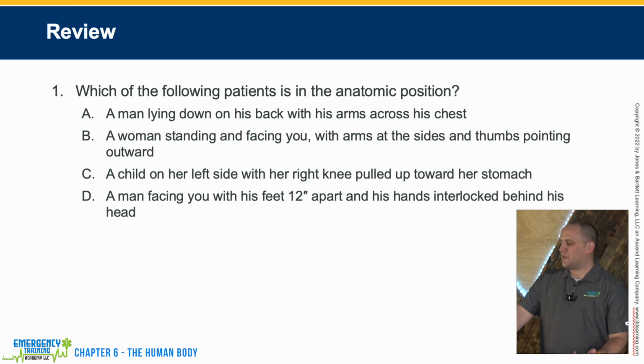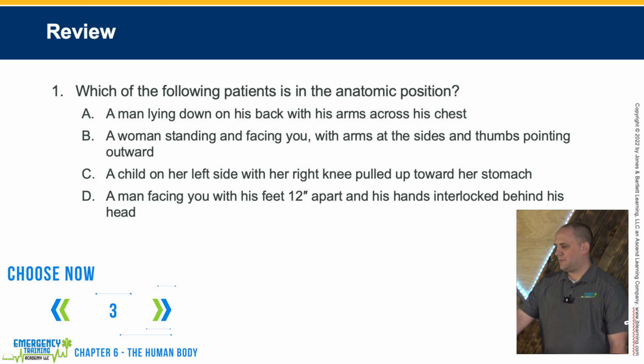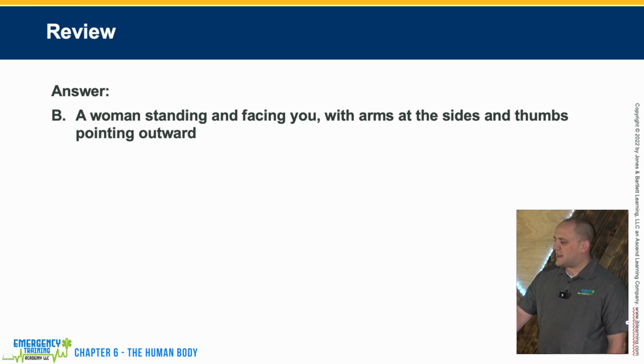So our review for this one, first question, which of the following patients is in the anatomical position? A man lying down on his back with his arms across his chest. A woman standing and facing you with arms at the side and thumbs pointing outward. A child on her left side with her right knee pulled up towards her stomach. Or a man facing you with his feet 12 inches apart and his hands interlocked behind his head. And the answer is B. We have a woman standing and facing you with arms at the side and thumbs pointed outward.